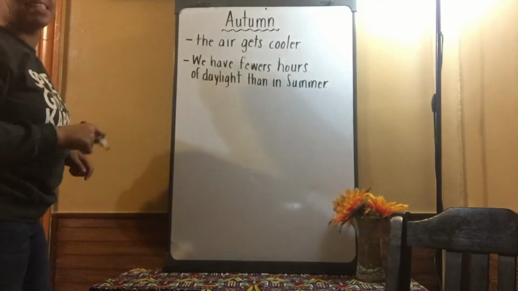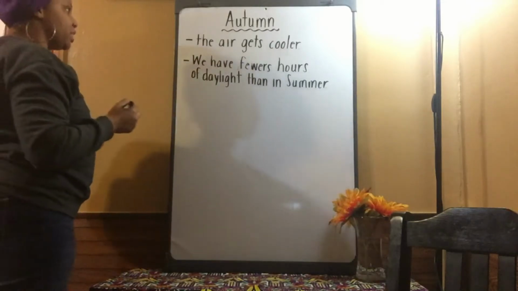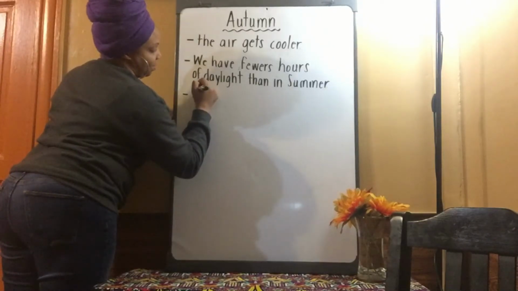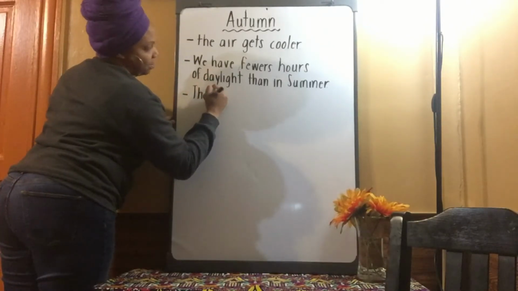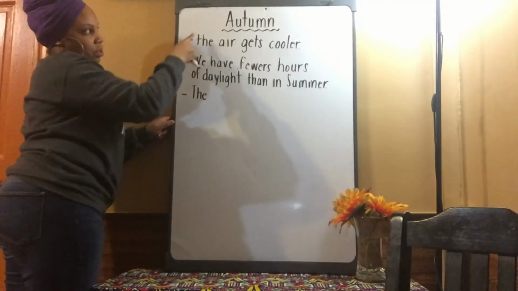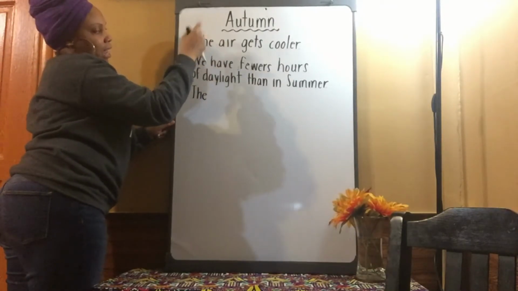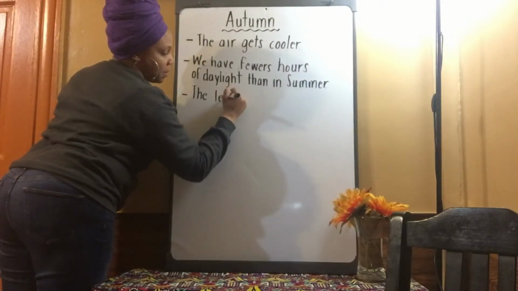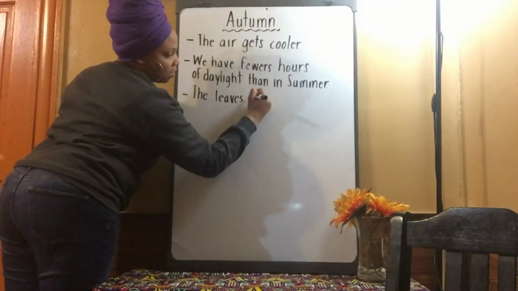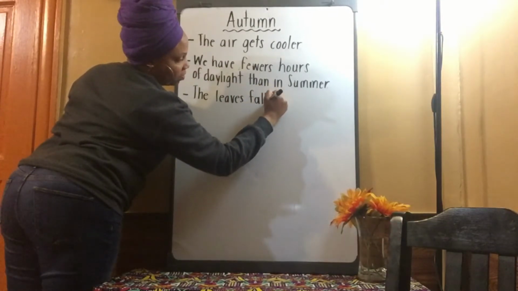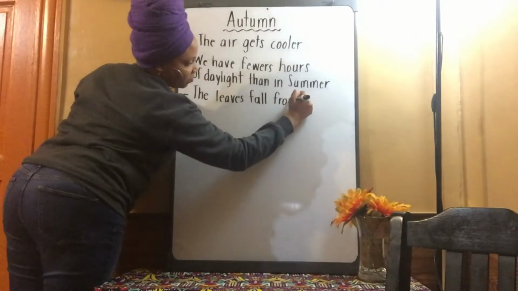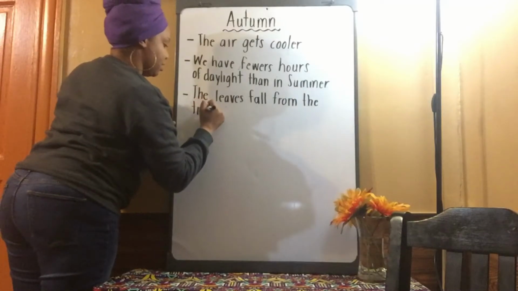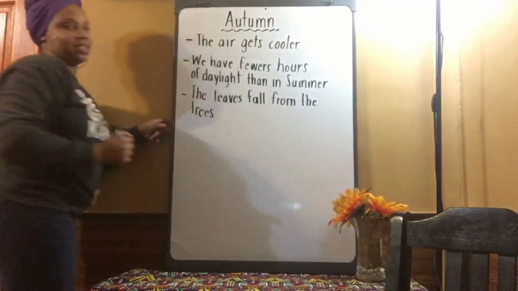Good job, Sister Mackenzie. In autumn, the leaves fall from the trees. Let's write that on our top hat graphic organizer. The leaves, and you know what? These are complete sentences. So we're going to go back to our first point and make that a capital T instead of a lowercase t. All right? So the leaves fall from the trees. Very good, Sister Mackenzie. Thank you.